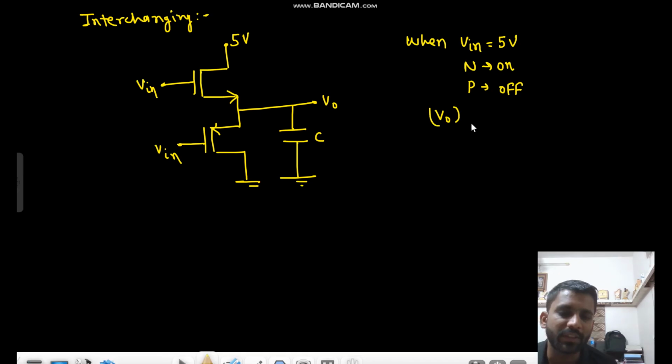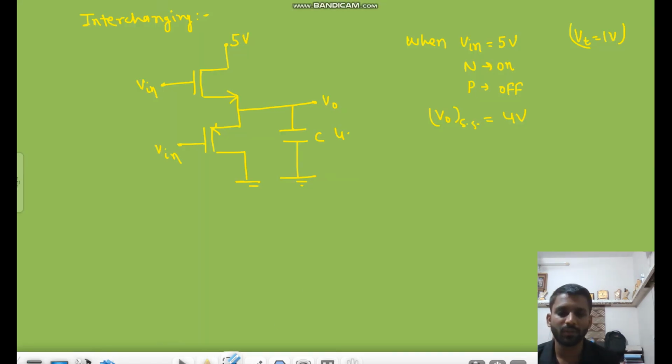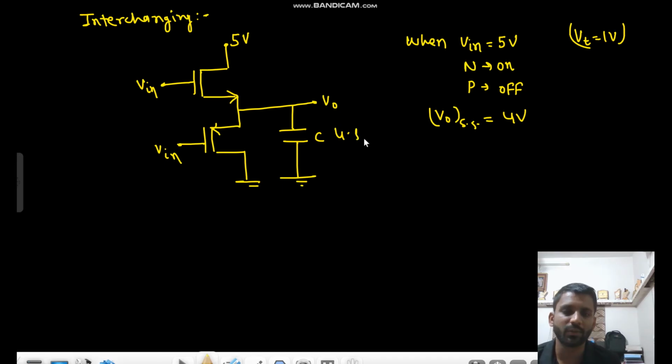Now tell me what will be V naught steady state? If it is 5, will it be 4.3 volt or 5 volt? 4.3 volt. Let us assume it goes to 4.4 volt. If it goes to 4.4 volt, this is 5, this is 4.4. We have taken VT to be 1 volt, so it will be 4 volt. So let us assume it goes to 4.1 volt. So this is 5 volt, this is 4.1. So this will be 0.9, and at 0.9 it will be off. So it can't really go above 4 volt.